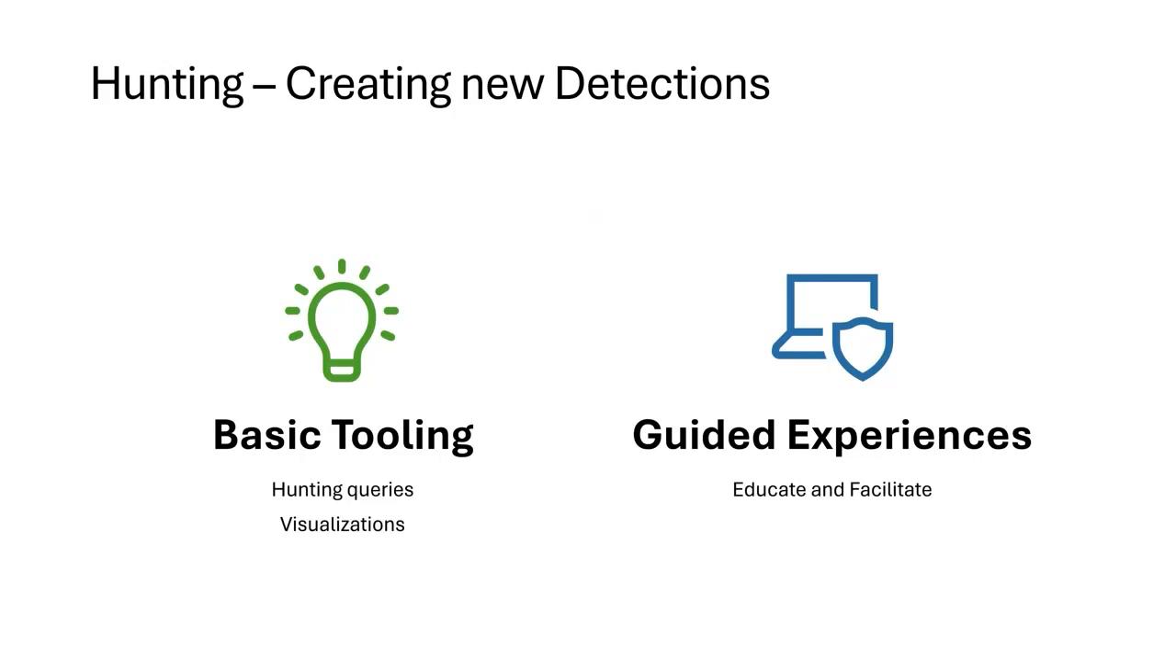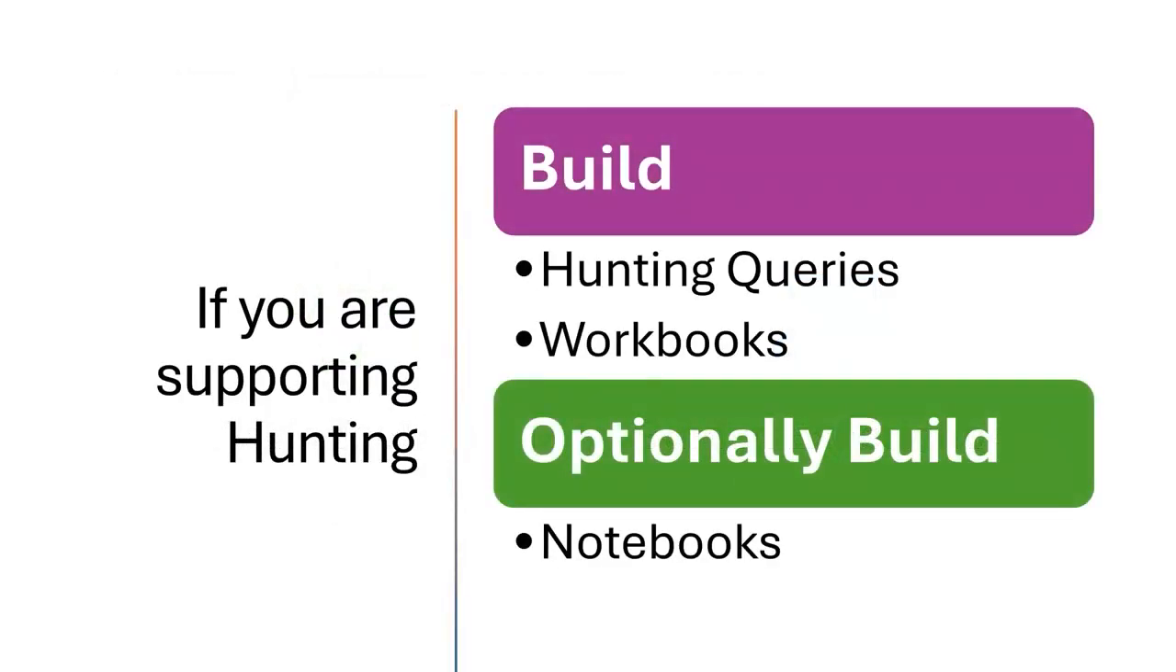Now, interestingly enough, hunting is very often a team exercise. Hunting communities within SOC teams often talk to each other and share experiments. And an easy way to do that is through creating notebooks and through these guided experiences. They're a way to put narrative text and blocks of code together in a document that can then be shared amongst hunters. And so you can use the narrative text to teach somebody how to hunt in your data at the same time that you include hunting queries and visualizations right in this guided experience. So if you want to support hunting, you're going to build hunting queries, and you are going to produce workbooks. And optionally, you may decide to create fully guided hunting experiences as a Jupyter notebook.